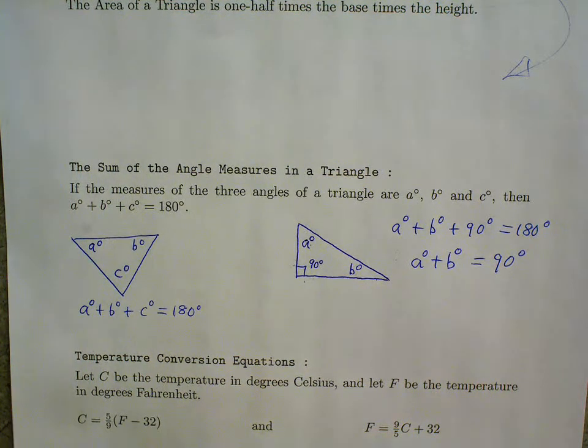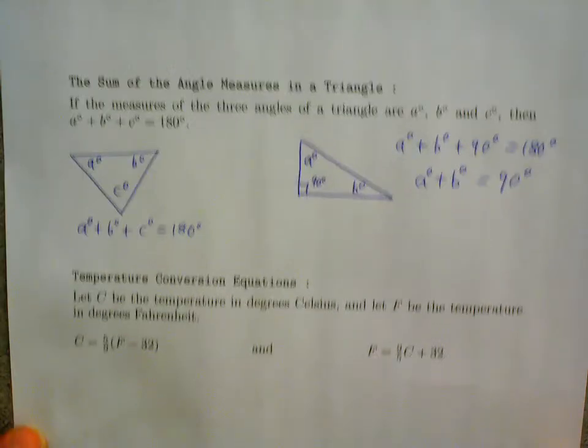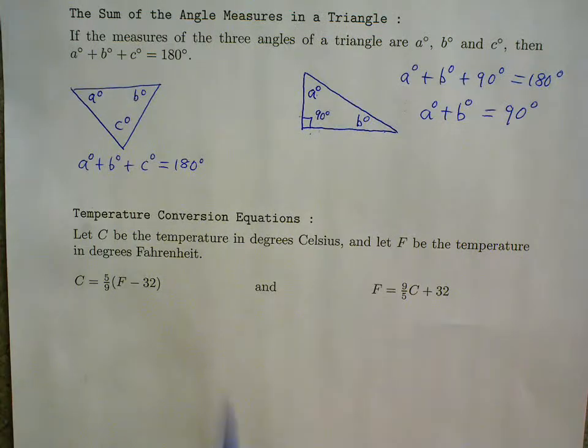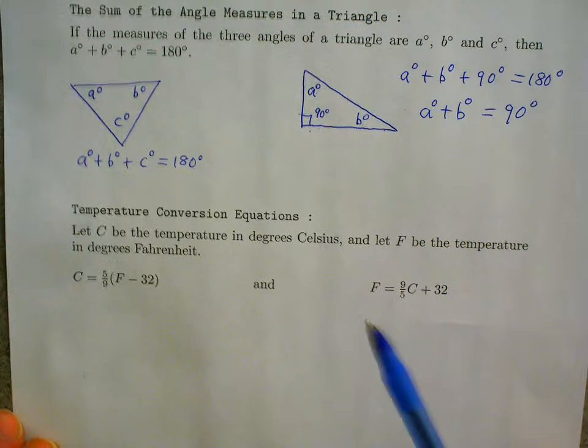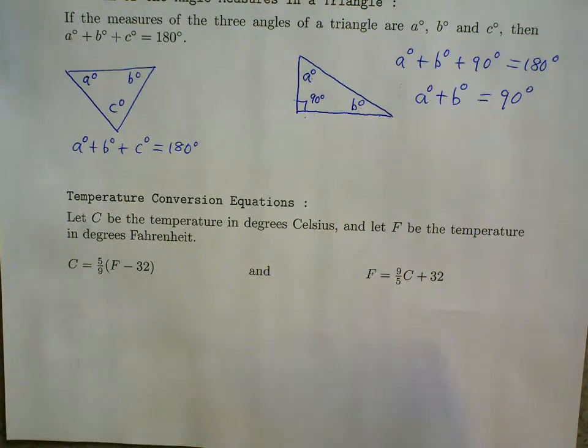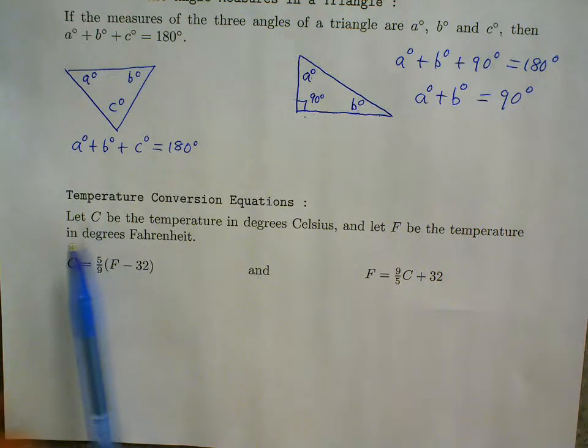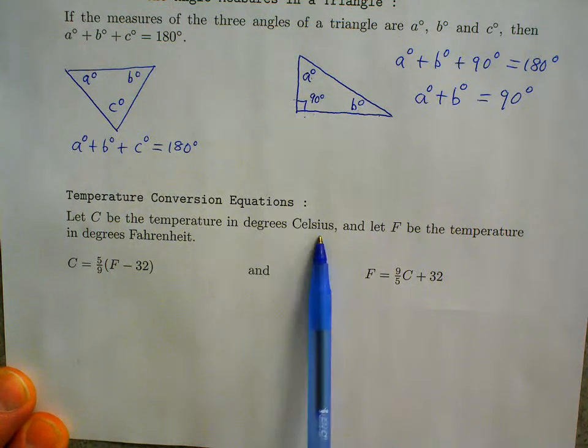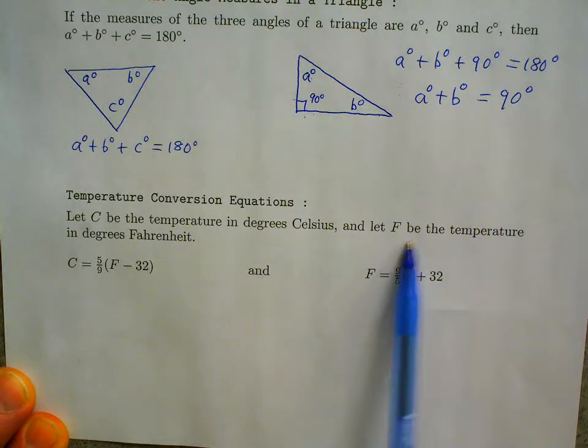Okay. And another formula, this might be more applicable, especially if you live near the Canadian border. Temperature conversion equations. In Canada, they measure the temperature in degrees Celsius, whereas in the United States, we measure temperature in degrees Fahrenheit. So we can convert degrees Fahrenheit to degrees Celsius or vice versa. For these two formulas, capital C represents the temperature in degrees Celsius, and capital F represents the temperature in degrees Fahrenheit.